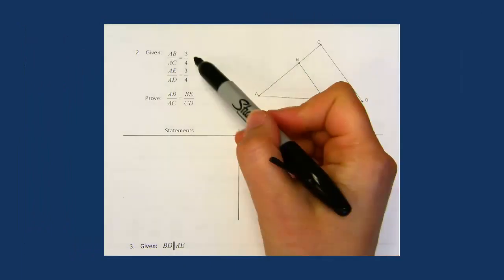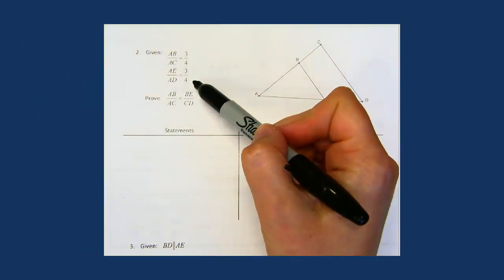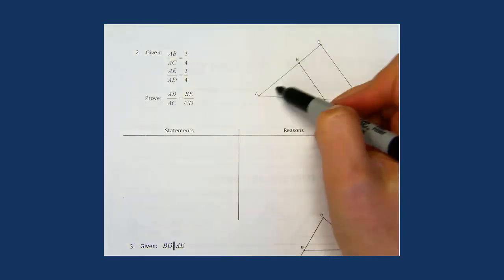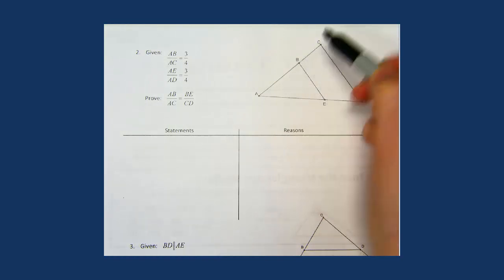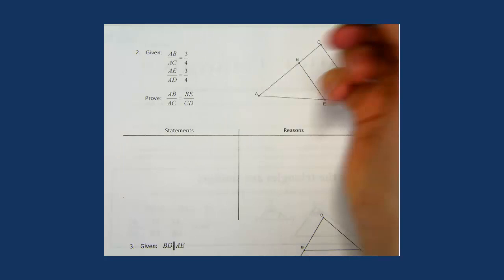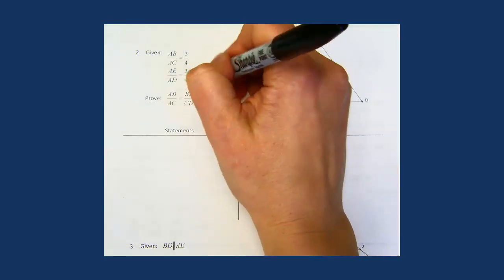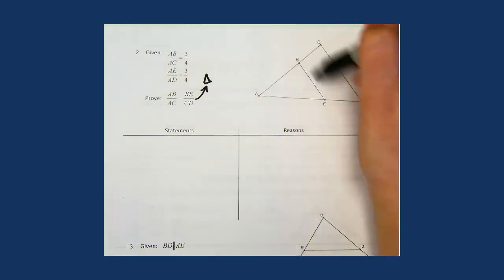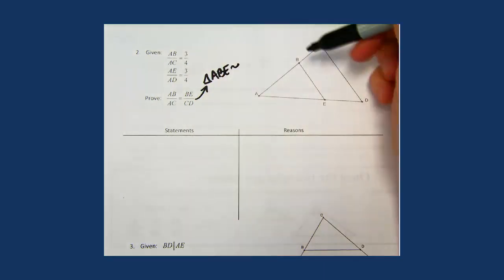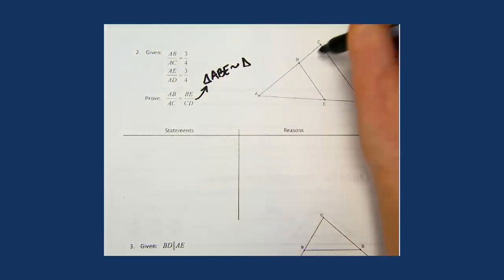Alright, for our second proof, we are given that AB and AC equal 3/4 and that AE and AD equal 3/4. And then we want to prove that AB over AC is equal to BE over CD. So basically we have these 2 triangles, and before we can prove that the sides are in proportion, we first have to prove that the triangles are similar. So we're going to try to prove that triangle ABE is similar to triangle ACD.